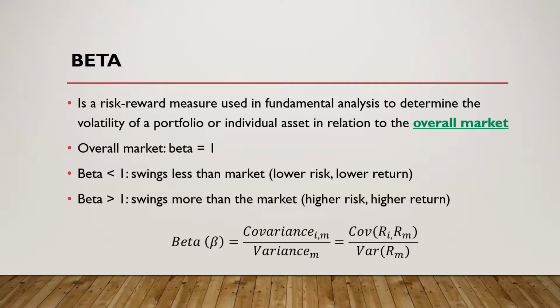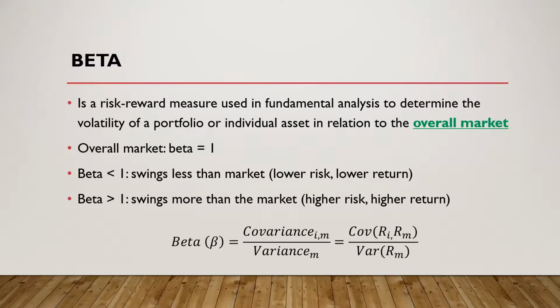To calculate the beta, we usually take the covariance between the return of the financial asset and the return of the market. And then we divide it by the variance of the market return. Now remember very carefully, this is divided by the variance, not the standard deviation.